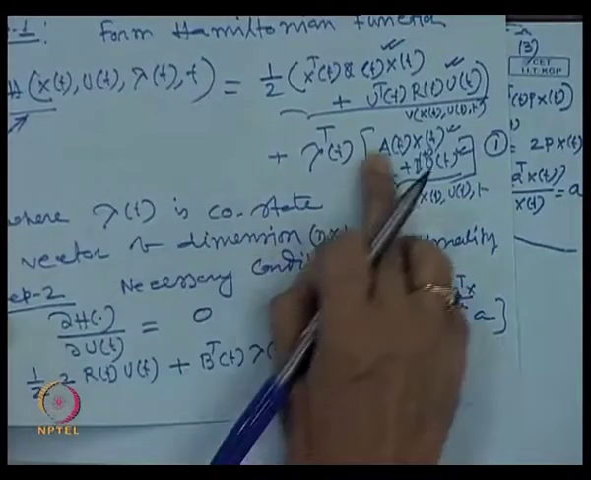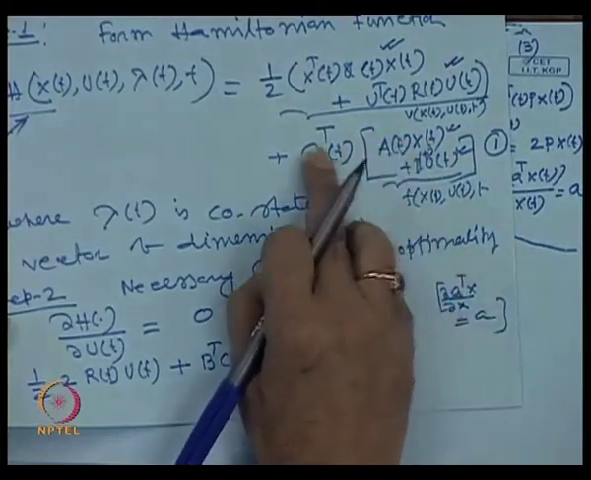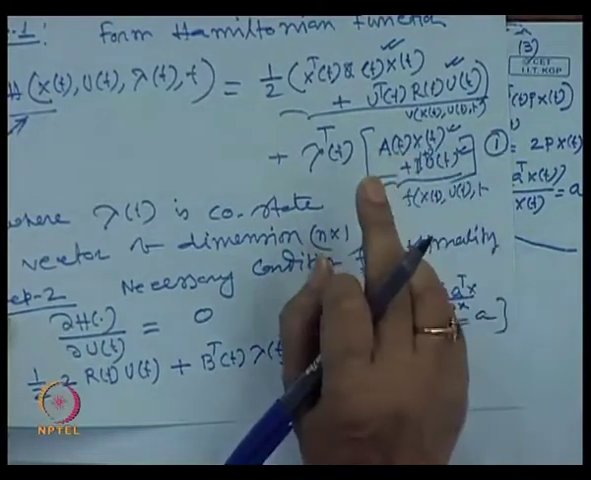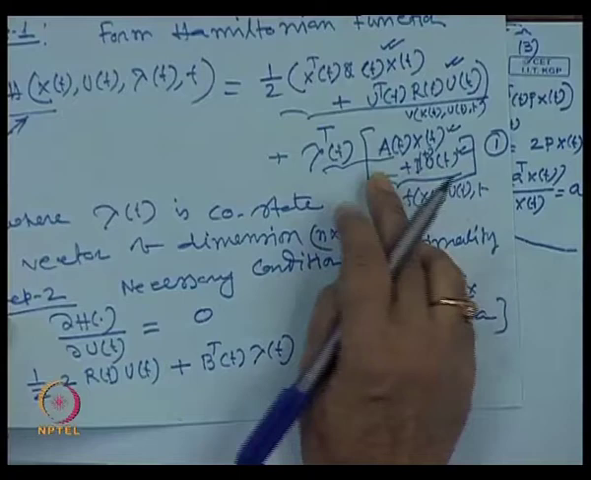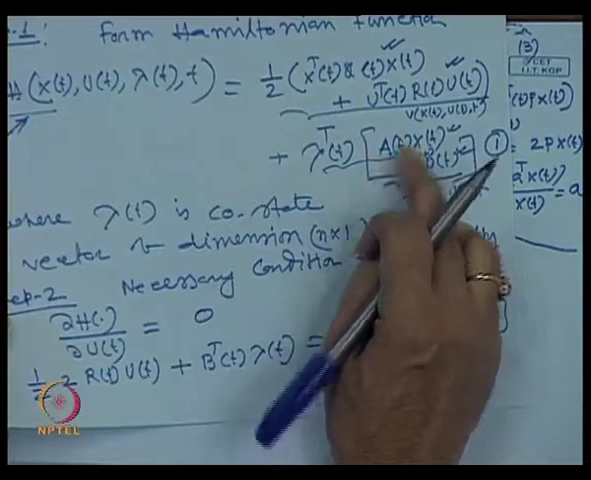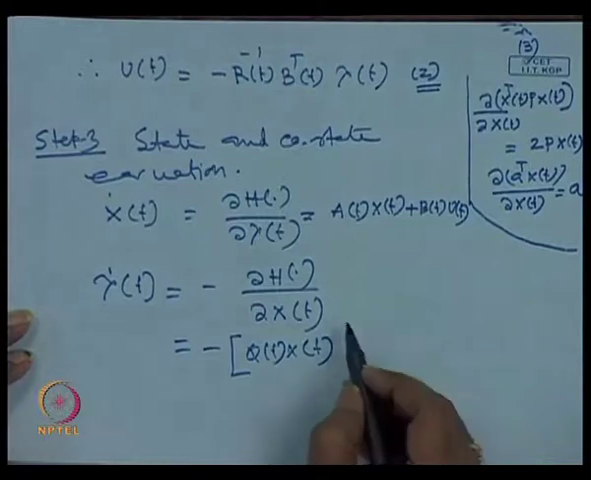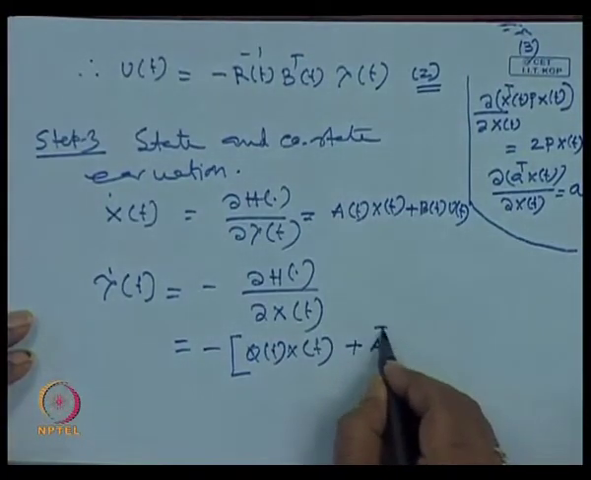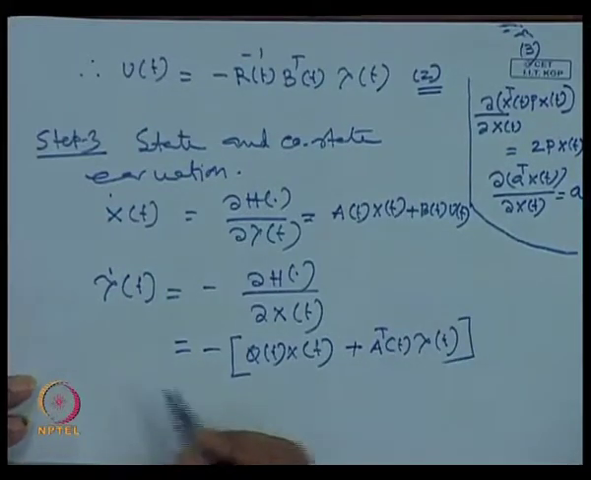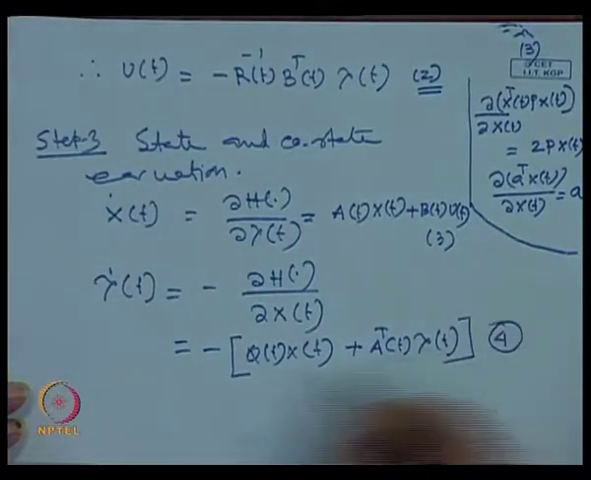Then you see this one, lambda transpose A x of t. I can write lambda transpose A x as (A transpose lambda of t) whole transpose, which is the same as that part. So I am differentiating with respect to x, and it will come plus A transpose of t lambda of t. Let us call this equation number 3 and this equation number 4.